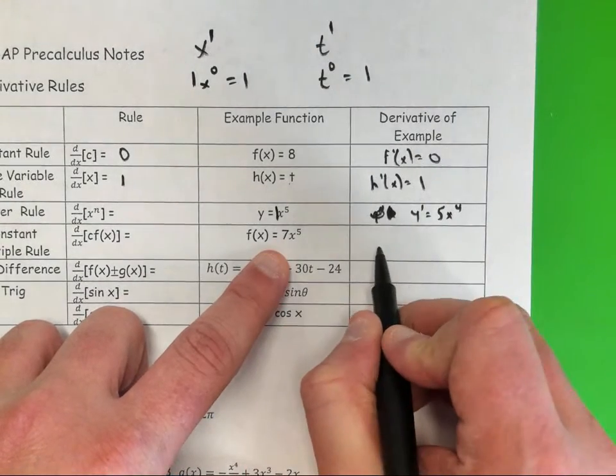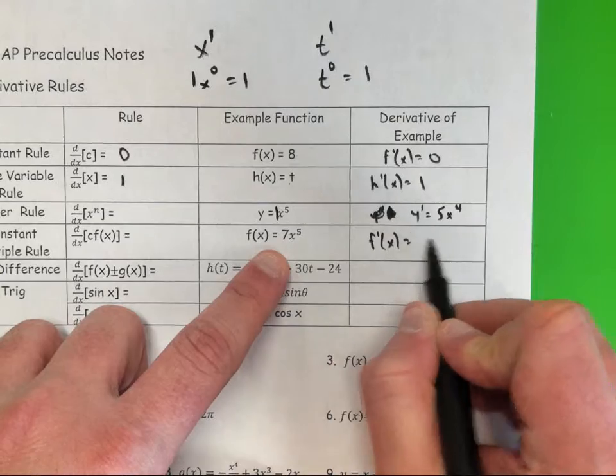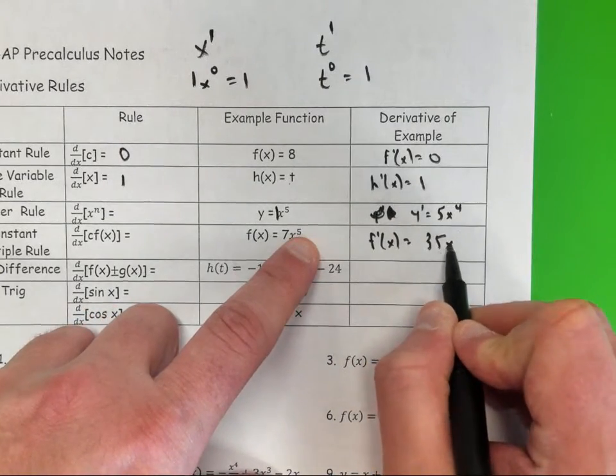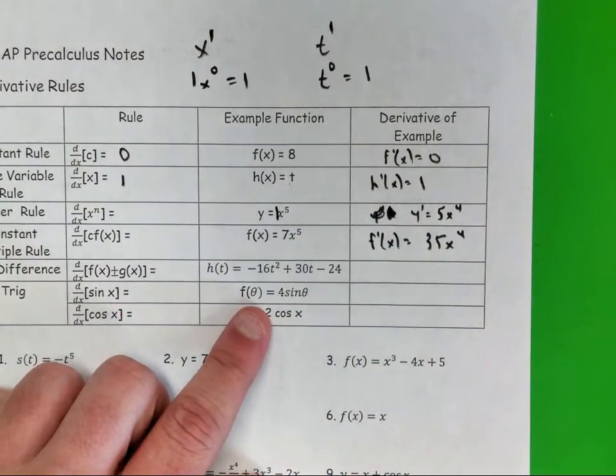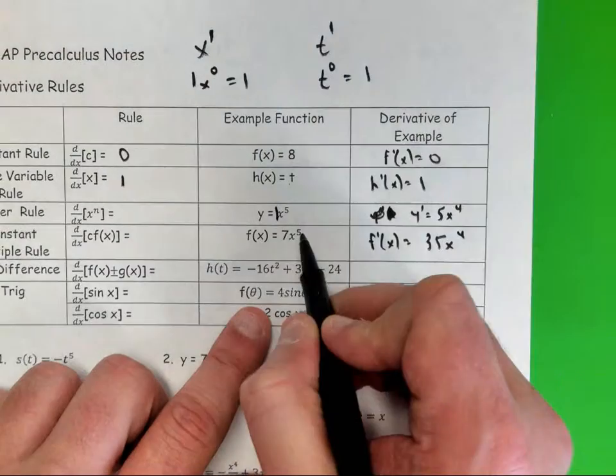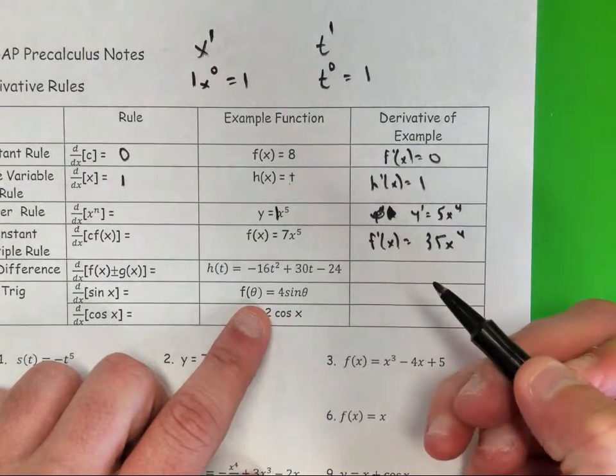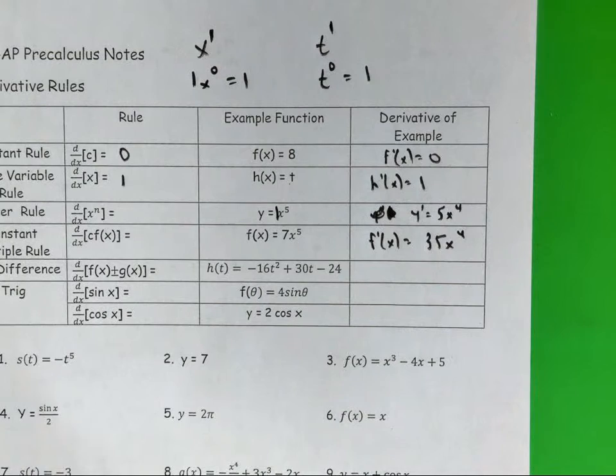What's 5 times 7? 5 minus 1 is 4. That's my derivative. So 5 times 7 is 35. And take 1 off your exponent. I use f prime because it's presented in f of x.